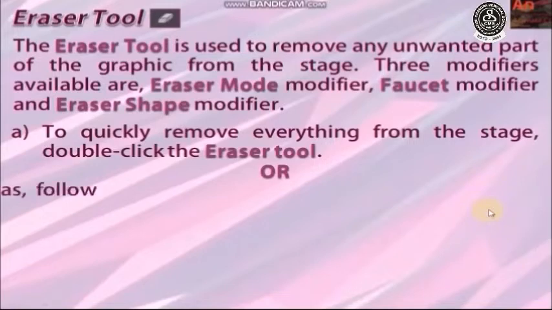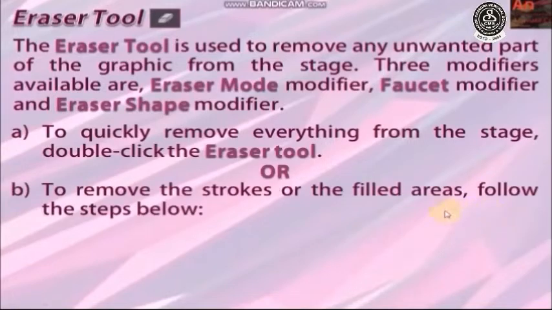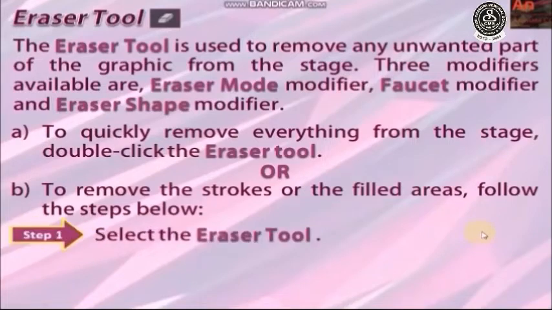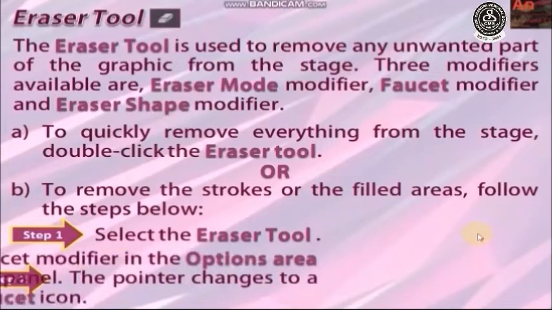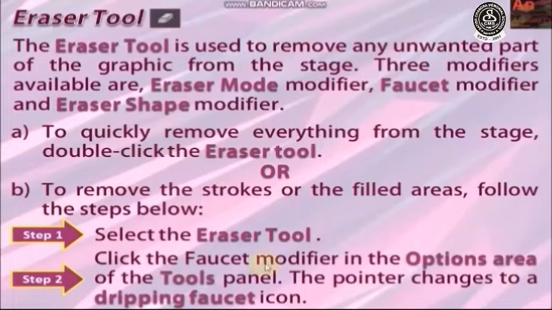Or to remove the strokes or the fill areas, follow the steps below. Step number 1, select the eraser tool. Step number 2, click the faucet modifier in the options area of the tools panel. The pointer changes to a dripping faucet icon. Step number 3, click on the stroke or the fill areas to remove.